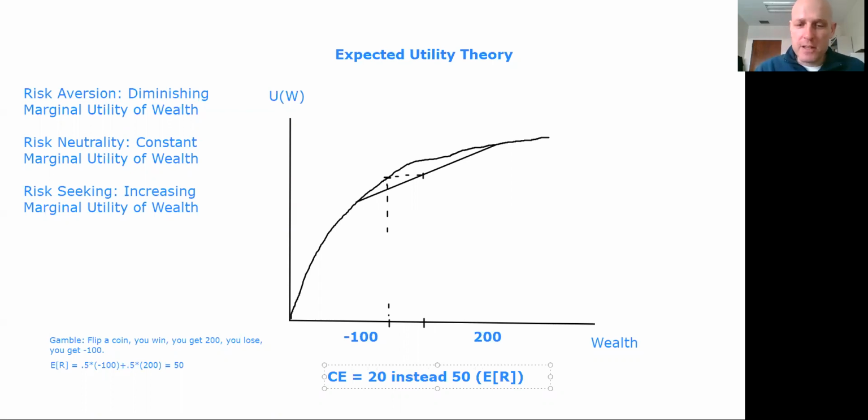Okay? So if the certainty equivalent is less than the expected return of the gamble, then the individual is said to be risk averse. All right? This is super important. So let me undo some of this here.